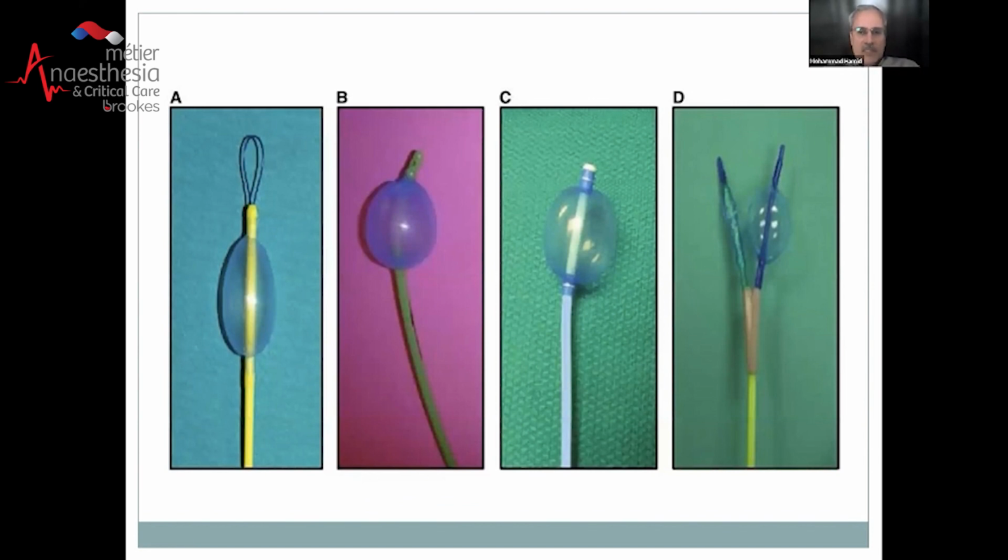So these are different bronchial blockers, and different companies actually have different blockers. The last one, the rightmost one, is called the easy blocker, which resides at the carina, and accordingly you can inflate the right balloon or left balloon and deflate the lung accordingly.